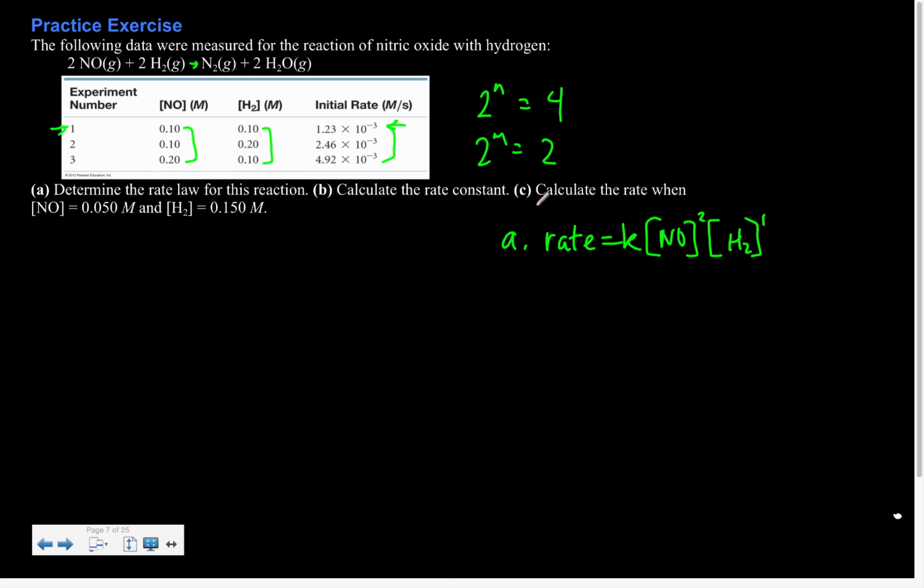When it says to calculate the rate when this equals that, then we would plug in my concentrations and plug in the k that I just solved for, and solve for the rate. The only tricky part about this is paying attention to what kind of data I have, and then how I get my m and my n. Then the rest of it is just using the equation.